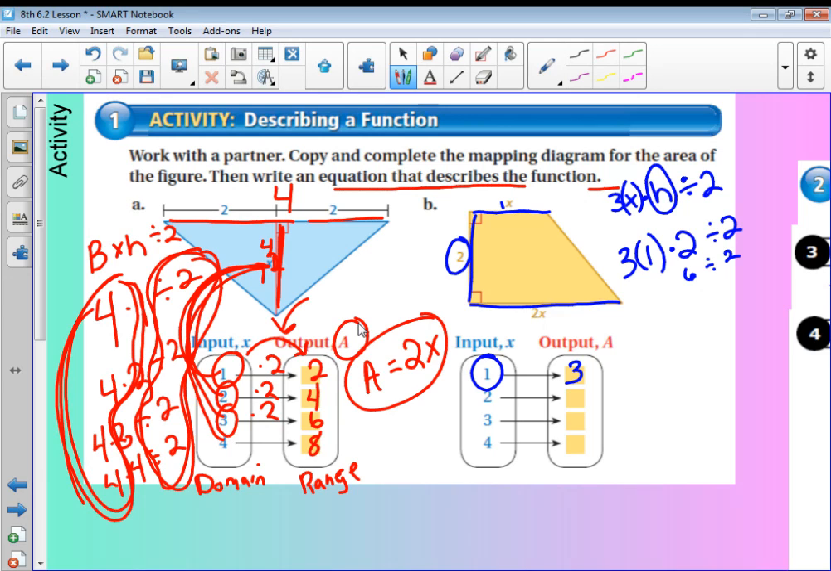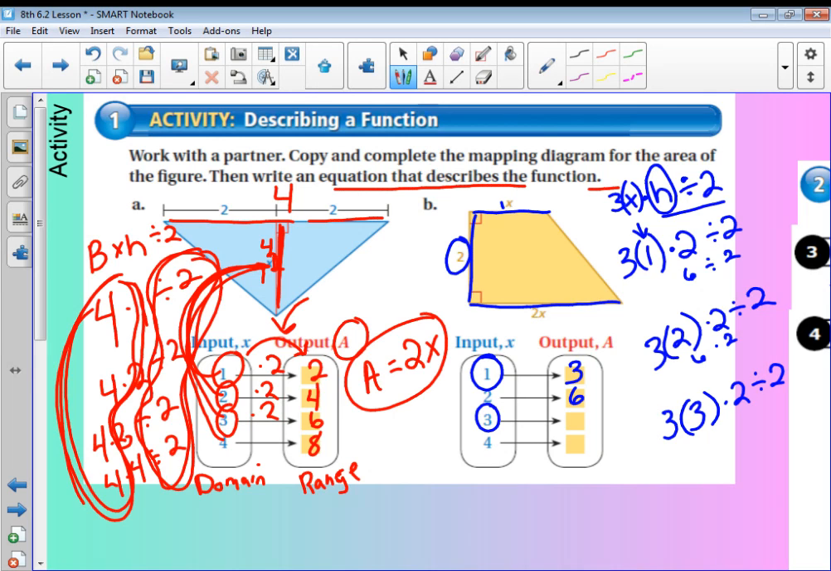Now we're going to put a 2 into the x spot. So 3 times 2, and then we still do times the height, 2, divided by 2, because it's a trapezoid. 6 times 2 gives us 12. Divided by 2 puts us back at 6. Now we'll substitute in a 3. So 3 times 3, times 2, divided by 2.